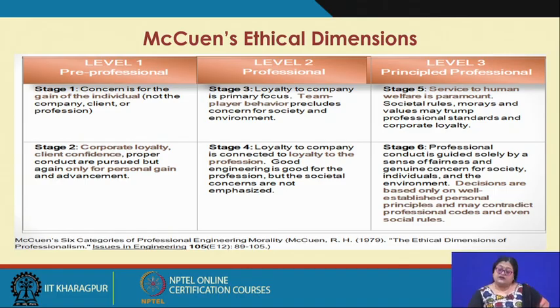Stage 6 is professional conduct guided solely by a sense of fairness and genuine concern for society. So, we are going for what is fair to the company at large, what is fair for society at large, how they are going to treat individuals, and what is the effect on the environment. These are important questions. Decisions are based only on well established personal principles and may contradict professional codes and even societal rules.